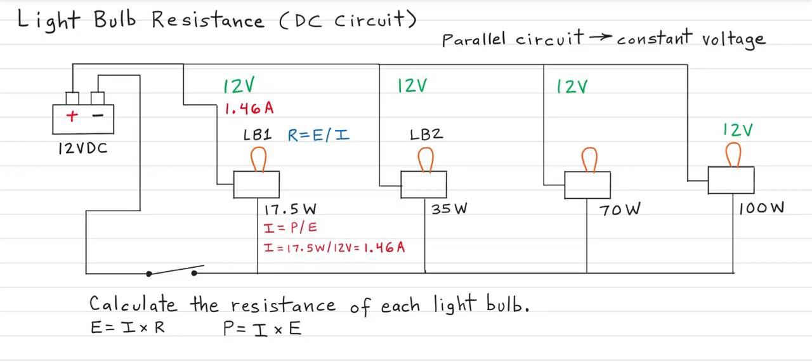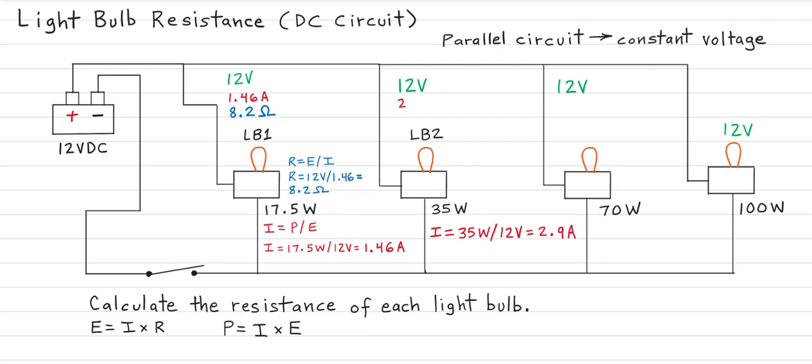So this then allows us to solve for resistance by rearranging the Ohm's law formula to solve for resistance. We simply just divide the voltage into the current to solve for the resistance. So 12 volts divided into 1.46 amps. And then we calculate 8.2 ohms as the resistance for light bulb 1. So we can follow suit for the next two circuits, light bulb 2 and light bulb 3.